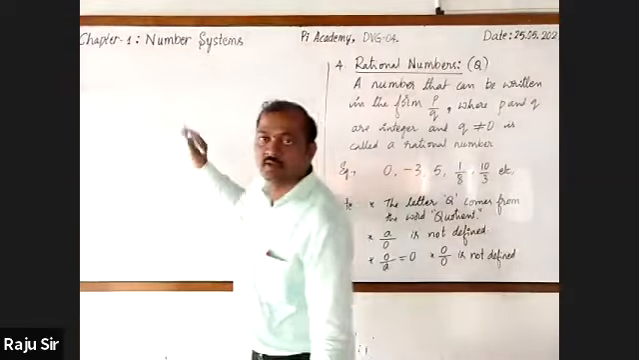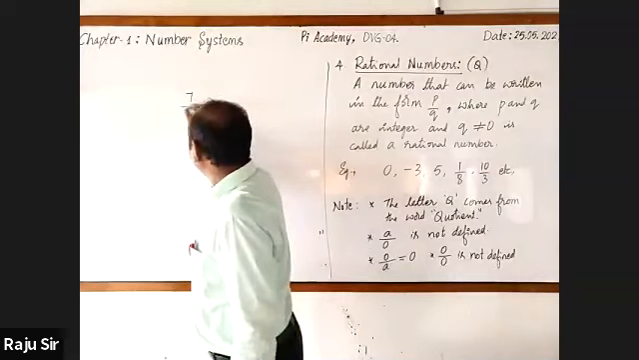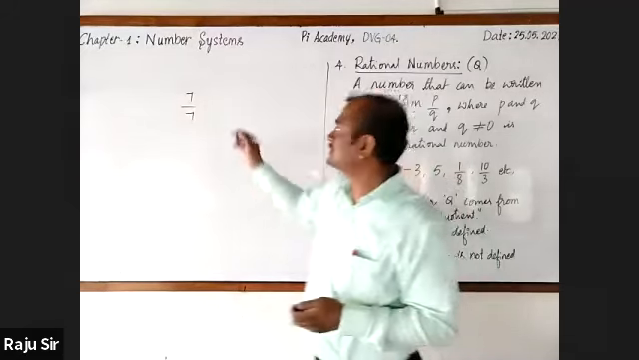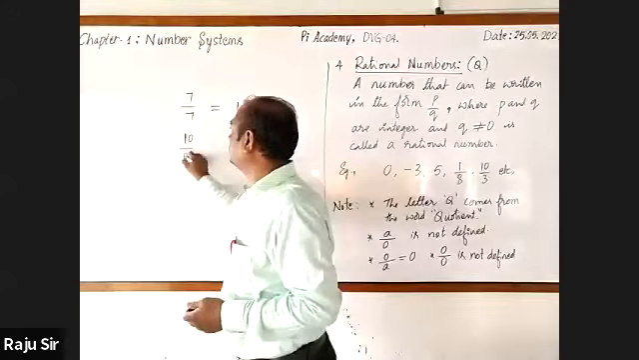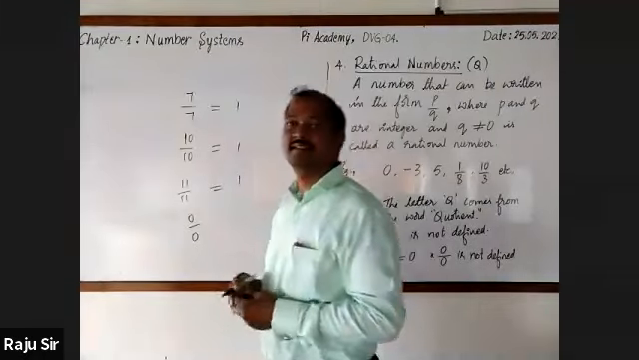Look here. Here I'll write the number 7. Numerator 7, denominator 7. Numerator and denominator terms are same. What is its value? 1. 10 by 10, 1. Just observe. 11 by 11, 1. Now 0 by 0? Undefined. Not defined.